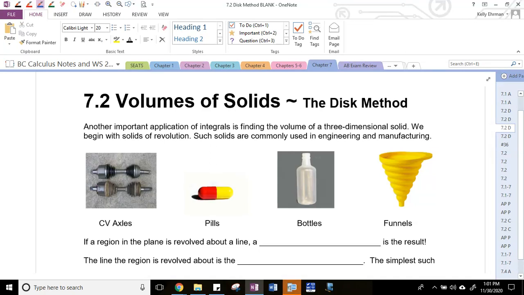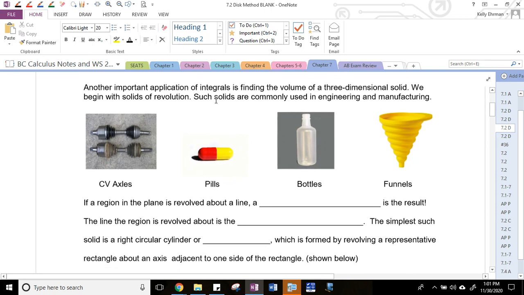So now we're in section 2 of chapter 7, and we're going to start talking about volumes of solids. There are several types of volumes that we're going to be looking at, and today we're just talking about the disk method. Sometimes it helps to visualize things. If we take a two-dimensional graph and usually revolve it around either the y-axis or the x-axis, we can generate different shapes.